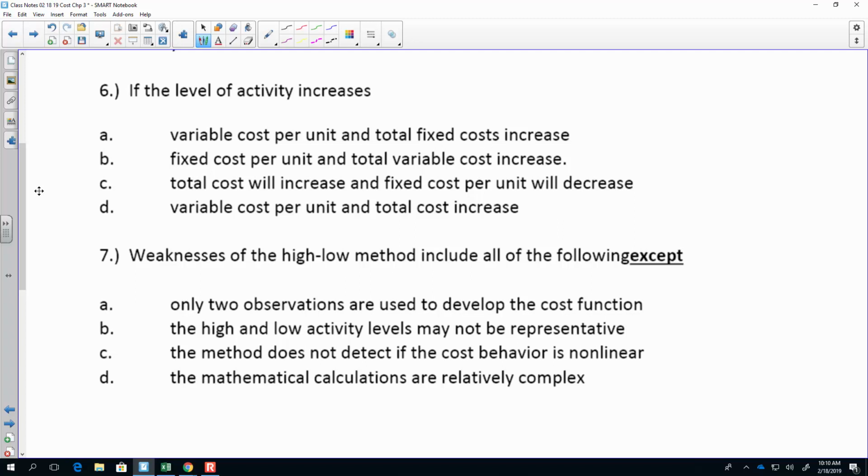All right, Jade, you're up. Question 6. Would it be A? I don't like A because of this. The variable cost per unit does not change, right? If it's a true variable cost, so I don't like A.